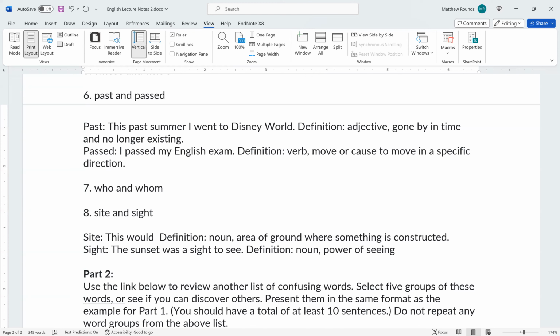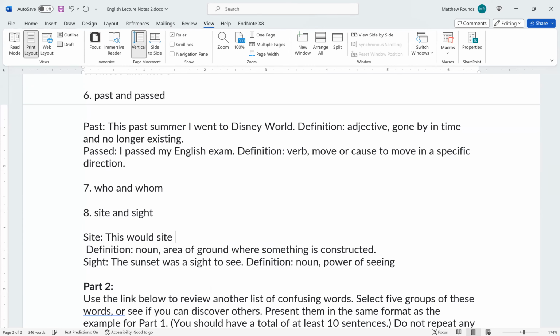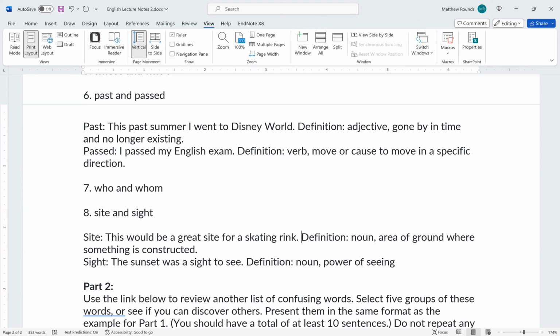You just said it, and that's what you've got to get better at: I'm going to say it and then I'm going to type it. This would be a great site for a skating rink. Because if I asked you to type this, I don't think you would be able to do it really quickly like you just did when you said it, and that's what we're working on.